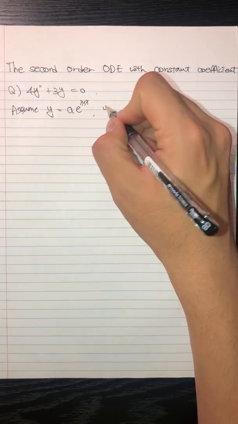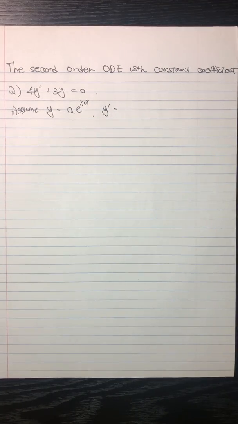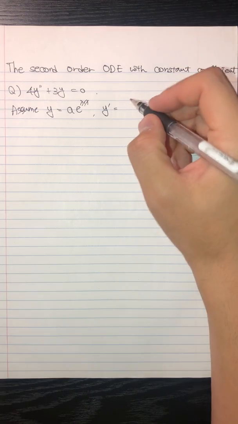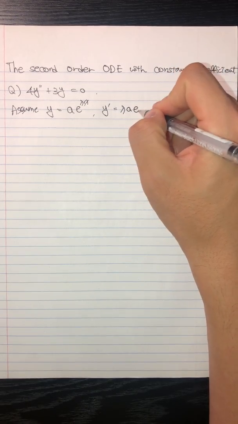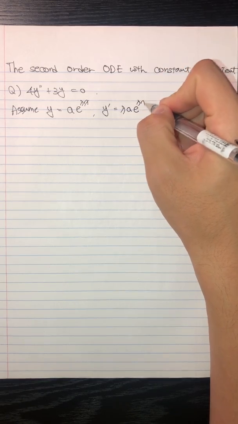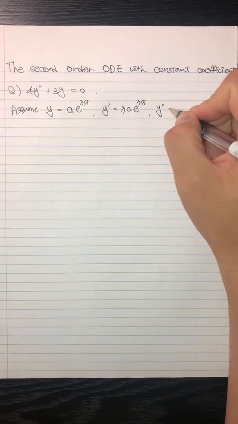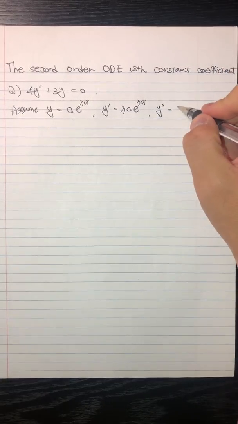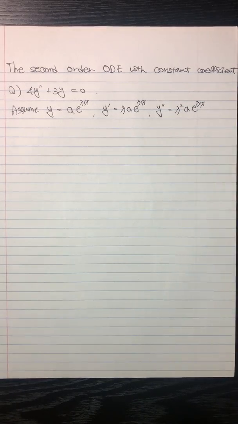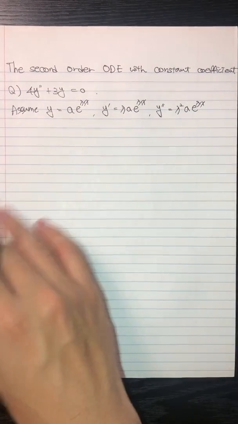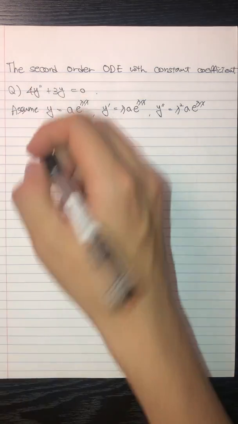So what about y prime? Y prime means the derivative with respect to x, so λ A e^(λx), right? And what about y double prime, which is λ² A e^(λx), right? And then we can substitute these values into the original equation.